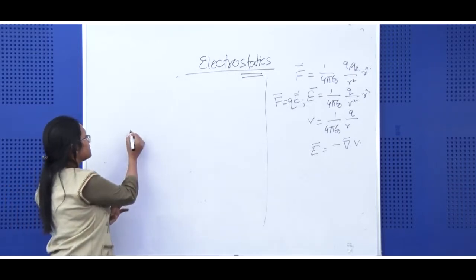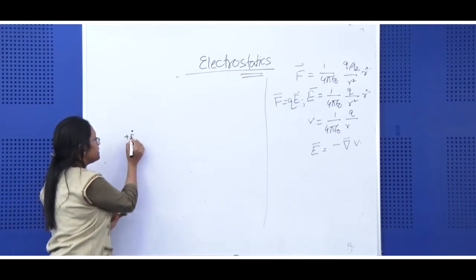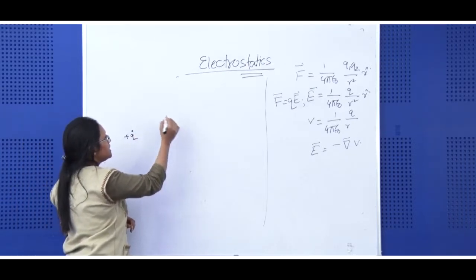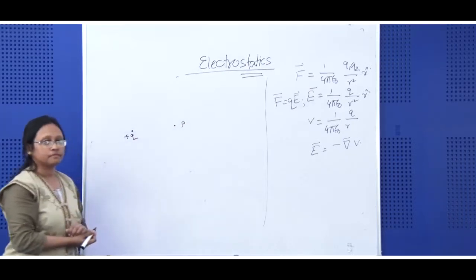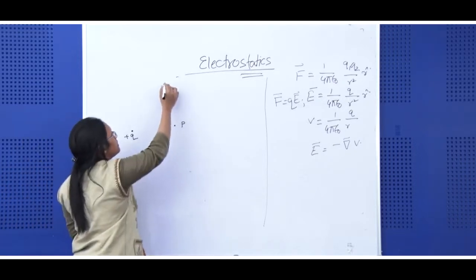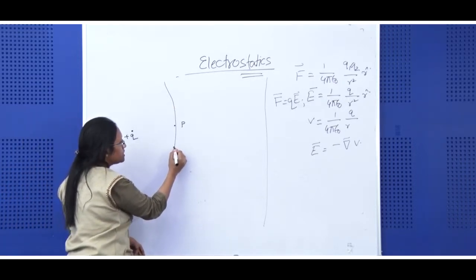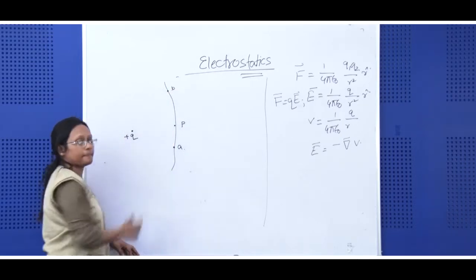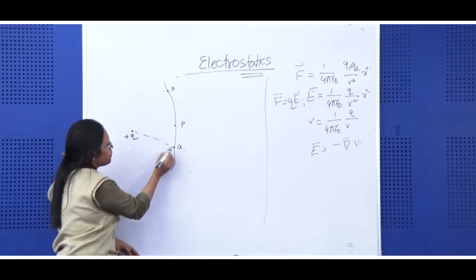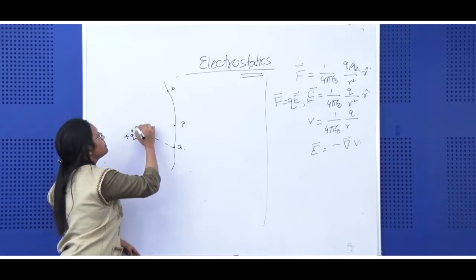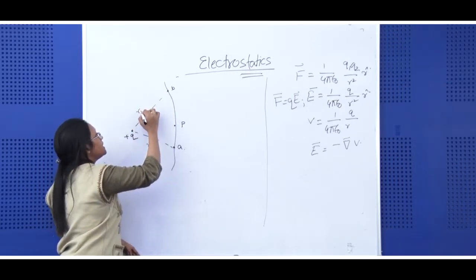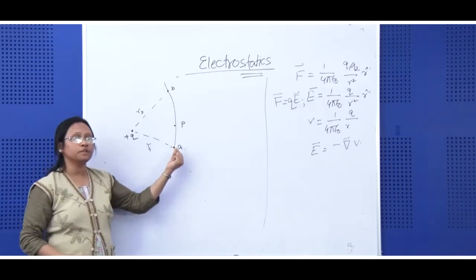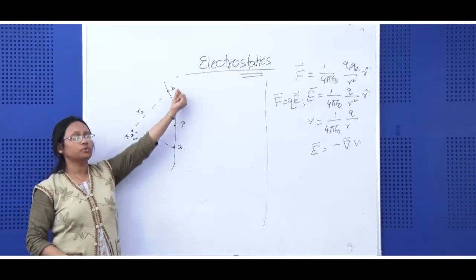Okay, now we have a charge here at this point. Definitely we will have electric field intensity at this point P. Now we are bringing one charge from the point A to the point B, and the position vector of the point A, let it be RA, the position vector of the point B, let it be RB. So what we are doing? We are taking a unit positive charge from the point A to the point B.